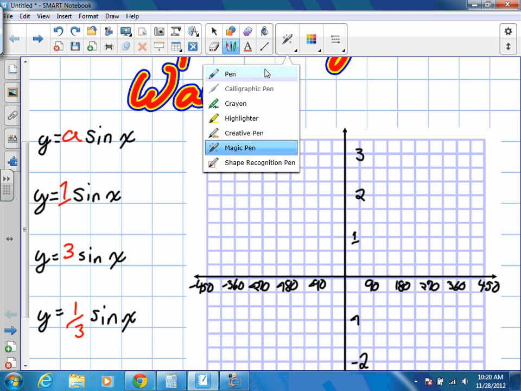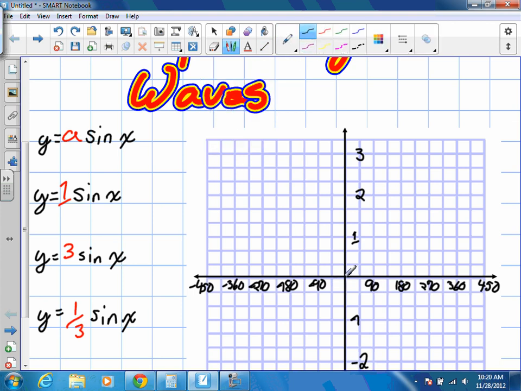By now you should be very familiar with the original sine wave. It looks like this. So we have 0, 0; 90, 1; 180, 0; 270, negative 1; 360, 0. Those 5 major points. And we can continue that pattern backwards. Okay, so this is our original sine wave.